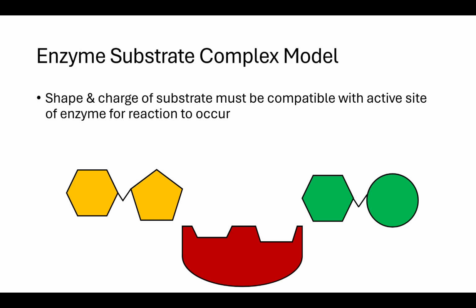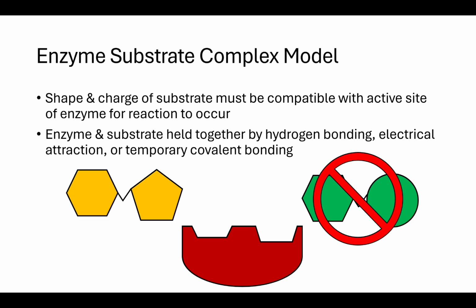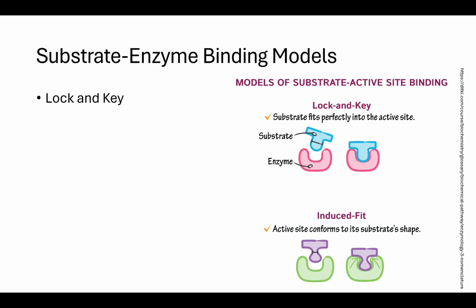So there are a few things to know about the enzyme substrate complex. Basically, the shape and the charge of the substrate have to match with the active site. They have to be compatible in order for a reaction to happen. And then the enzyme and substrate, when they're together, they're held together by either hydrogen bonding, there may be some electric attraction between differing charges, or there may be a temporary covalent bond formed. So which of these two substrates, the orange one or the green one, would fit into this enzyme? Well, it's the orange one because its shape matches the active site.